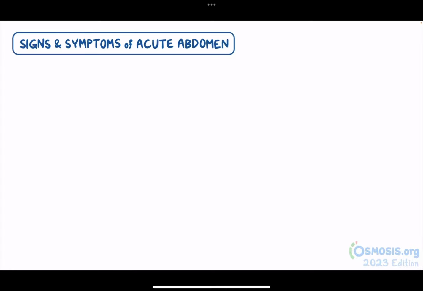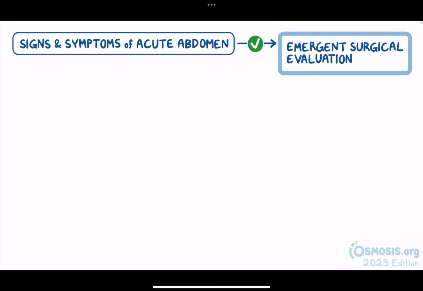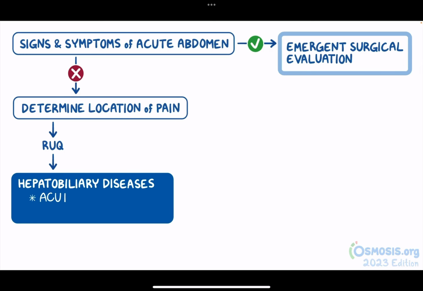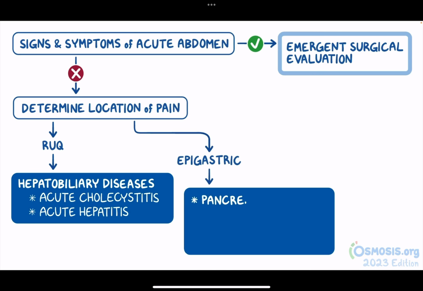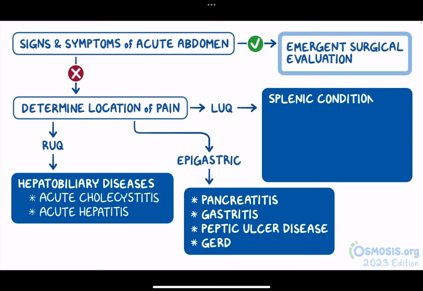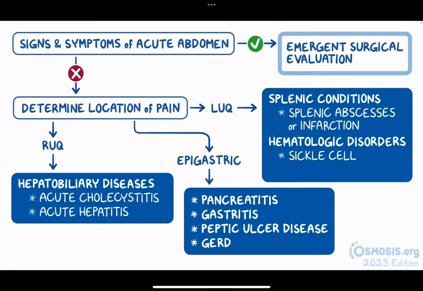All right, as a quick recap, when assessing a patient with abdominal pain, first look for signs and symptoms of an acute abdomen, which will require an emergent surgical evaluation. For patients without an acute abdomen, determine the location of the pain to narrow your differential diagnosis. Right upper quadrant pain is often caused by hepatobiliary diseases like acute cholecystitis or acute hepatitis, while epigastric pain can be indicative of pancreatitis, gastritis, peptic ulcer disease, or GERD. Finally, left upper quadrant pain is usually caused by splenic conditions such as splenic abscesses or infarction, as well as hematologic disorders like sickle cell anemia or lymphoma.